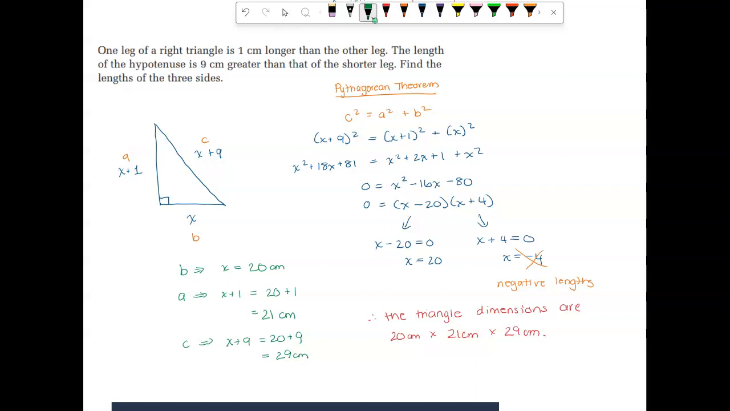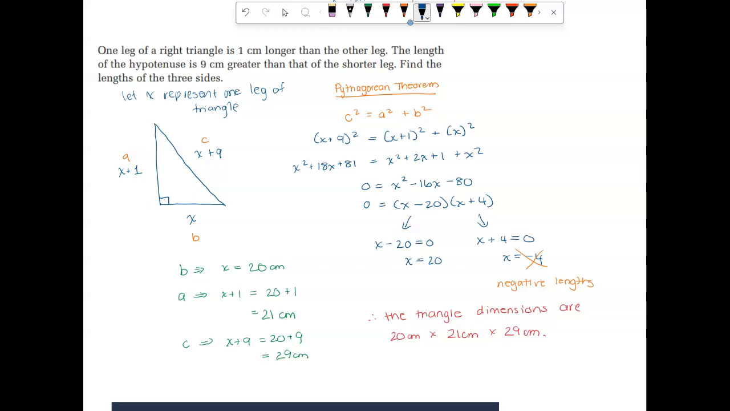Oops, I forgot to write my let statement. So let x represent one leg of the triangle. Then if this is x, the other leg is x plus 1. Then it says the length of the hypotenuse, the longest side, the one across from the 90, is 9 centimeters longer, so it's going to be x plus 9.